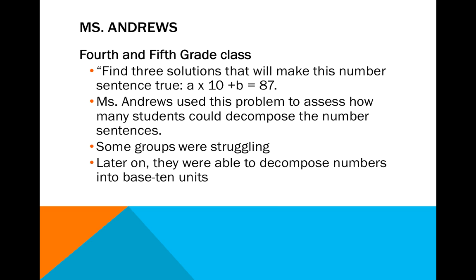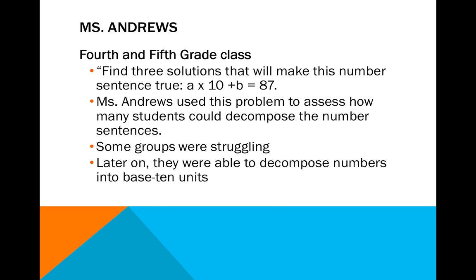Once Miss Andrews saw that the students were understanding the concept of decimals using multiple groups problems, she moved on to open number sentences. She did not ask for the students to do this individually, but they did it as a whole class so that the students could see the process. Afterwards, Miss Andrews put the problem on the screen. Find 3 solutions that will make this number sentence true. A times 10 plus B equals 87.